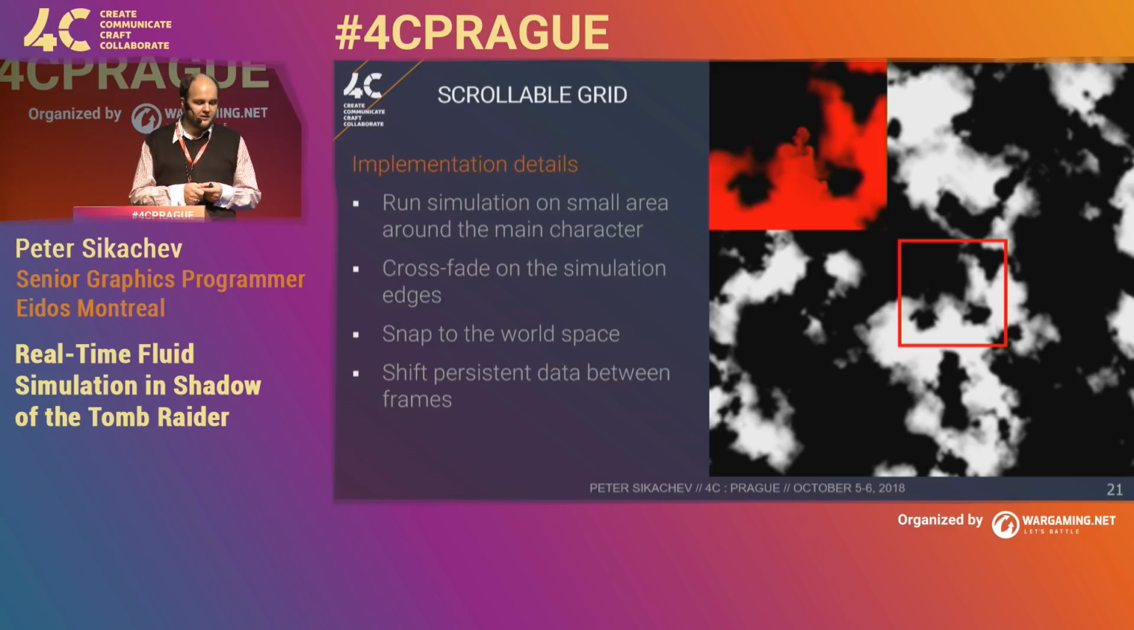And then finally, each frame, when the character moves more than a texel of the simulated map, we would shift all the persistent data, being velocity and density, between the two frames, so that we would keep the results from the previous frames, and we would have to update the borders that are getting streamed in or streamed out.